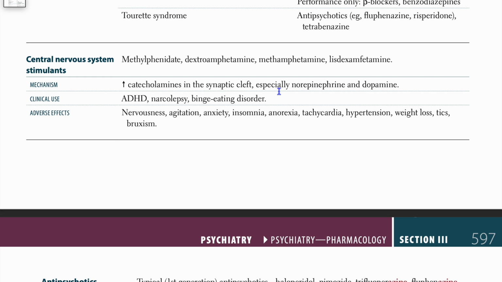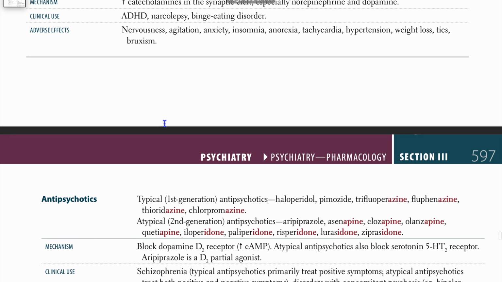Remember, in ADHD, it seems awkward that you would give a stimulant to someone who's already hyper. I'm not too sure why. I don't remember it. I think New World explains it, but I don't remember it right now. Narcolepsy, you give it because you keep falling asleep because of orexin. So methamphetamine is gonna keep you awake, and binge eating disorder as well. Okay, so adverse effects: nervousness, agitation, anxiety, insomnia, anorexia, tachycardia, hypertension, weight loss, tics, and bruxism.